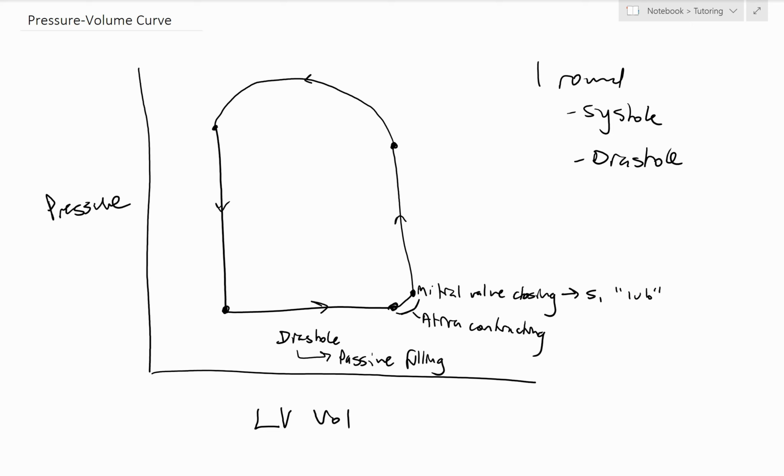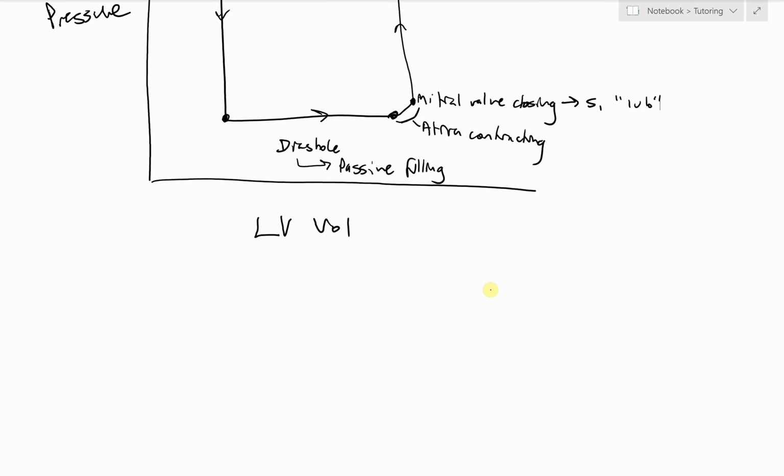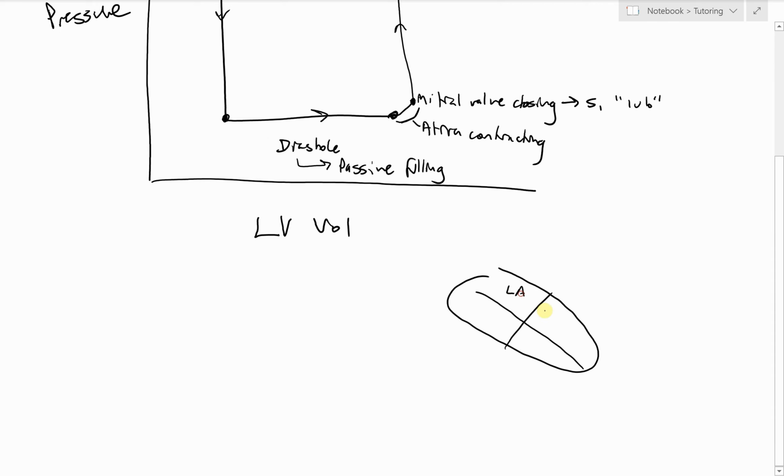Because heart sounds are actually related to the valves closing. So at this point here, the atria has contracted, it's squeezed a little bit more blood into the ventricle, and now the mitral valve has closed. Why does the mitral valve close? Well, if we draw a real quick schematic of the heart, so left atrium, left ventricle, this is where your mitral valve is, and it looks something like this.